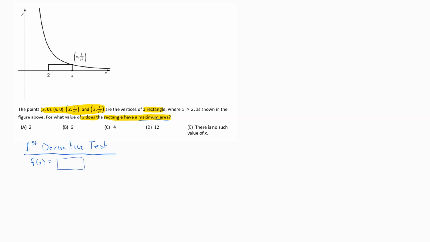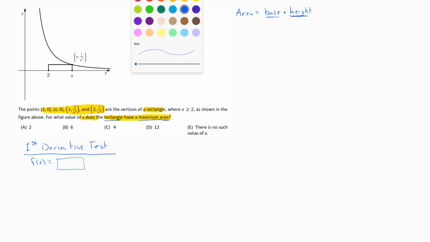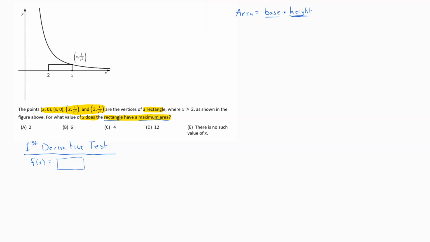Well, we're trying to find the maximum area of a rectangle. So we start off and we say to ourselves, okay, I know that the area of a rectangle is going to be equal to the base times the height. And so from that picture, I need a formula for my base and I need a formula for my height. So I come over here and I look at the base first. Well, I see that I'm starting here at 2, and this base is going to go all the way over until I run into whatever the x value is over here.